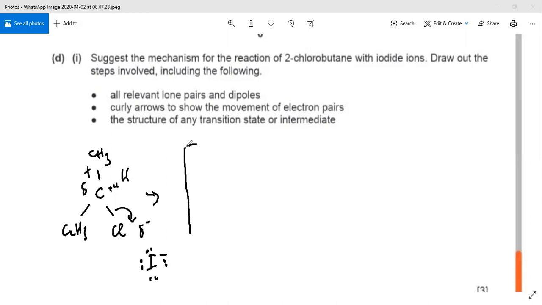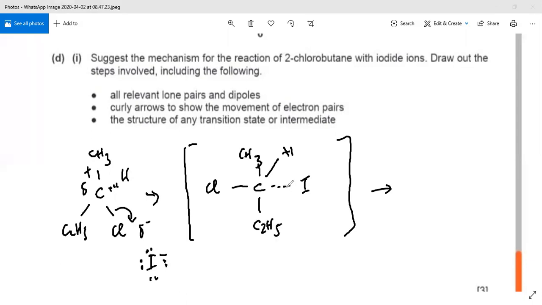All right, so then you will have a transition state. So you can put it like this, C, and then you have an I, and then you have a Cl here. All right, and then it can be like this also, H, and then this is CH3, and this one is C2H5. So this intermediate has a negative charge because we have an extra electron from I. All right, then this one goes there. Okay, and then you will have the other product.